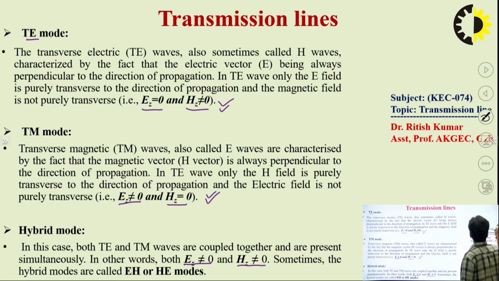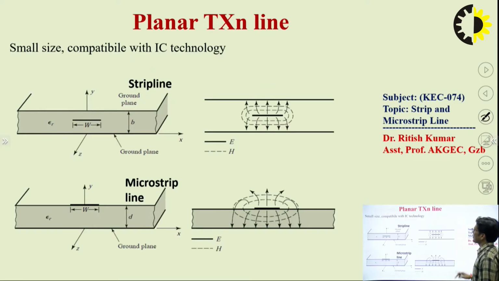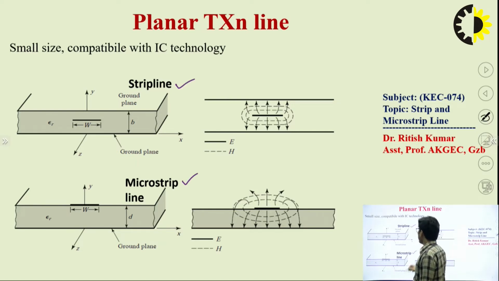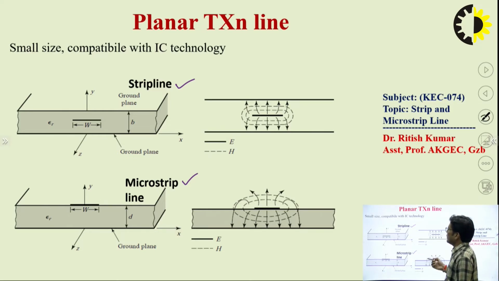This is all about the mode that we need to understand to classify the transmission line. So this is a planar transmission line. As we mentioned, there are two transmission lines here: the first one is the strip line and the second one is the microstrip line. The use of a planar transmission line is that it has a small size and is compatible with the IC technology.